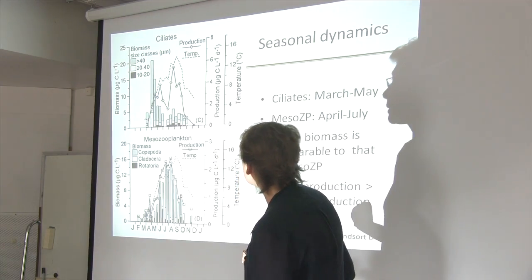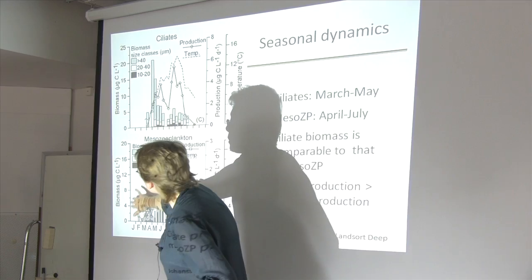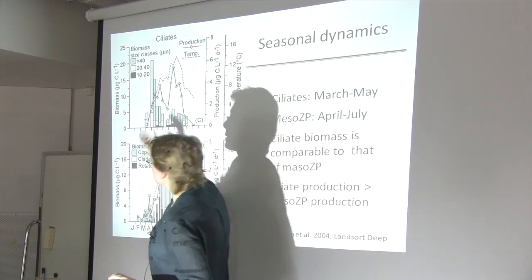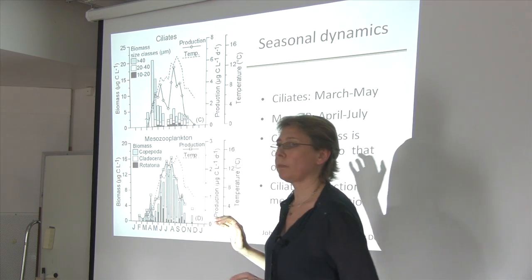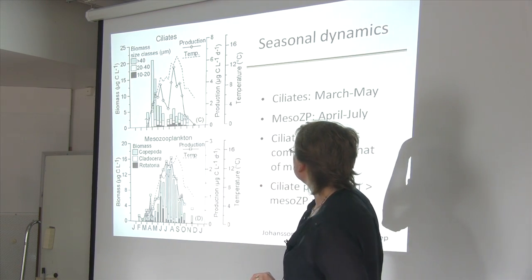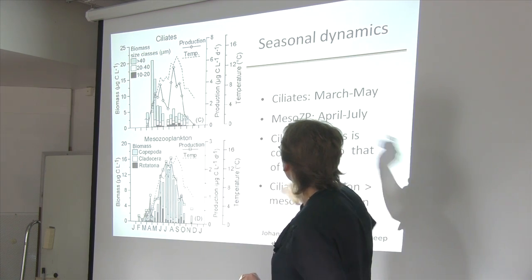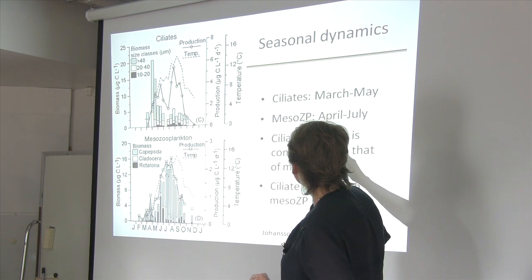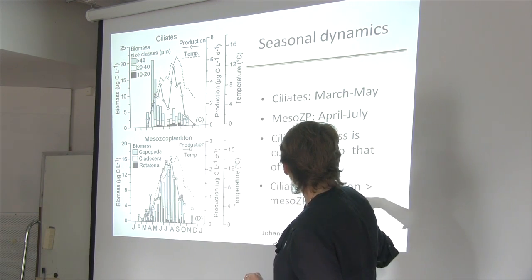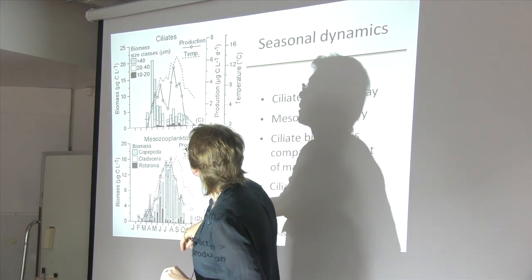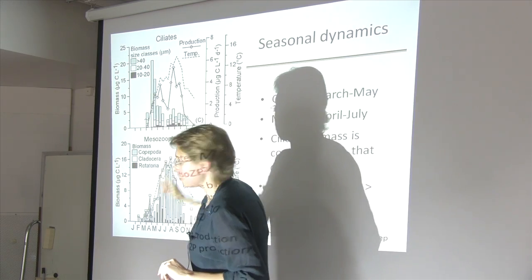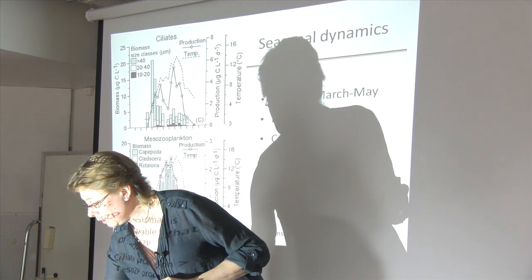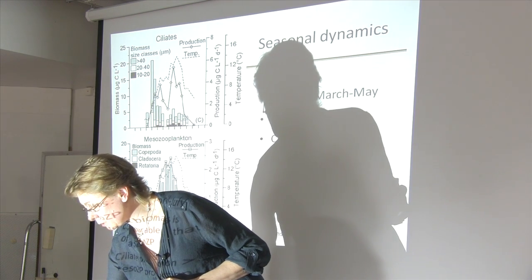What is interesting here is that those y-axes are almost the same, so 25 here and 20 here. Ciliate biomass is comparable to that of mesozooplankton biomass, which means that the grazing on phytoplankton is mostly from ciliates. Ciliate production is transferred to zooplankton production, and again, the ciliate production is comparable to zooplankton production. It's actually higher, strictly speaking.